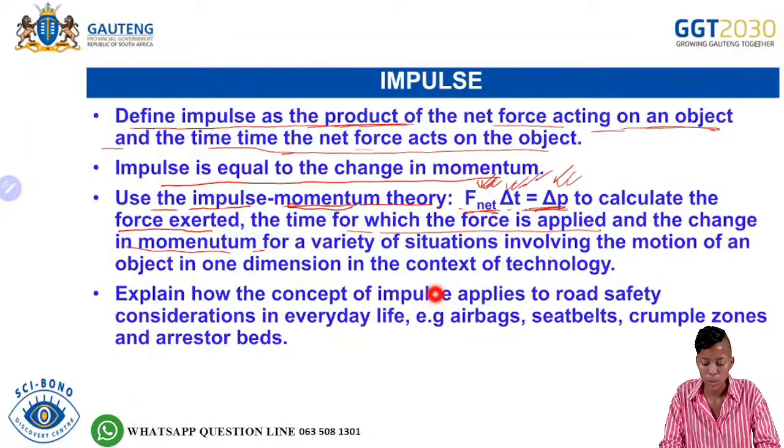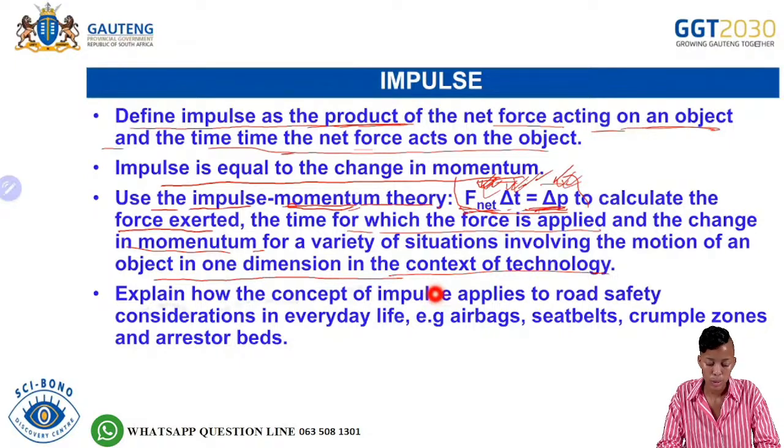For a variety of situations involving the motion of an object in one dimension and in the context of technology. So again, according to the examination guidelines, we need to know how to use this formula, which is the impulse momentum theory. Why the impulse momentum theory? On the left hand side here we have impulse, which is F net, change in time, and then momentum is on the right hand side. So we need to know how to use this formula in order to calculate F net, change in time, and the change in the momentum there.